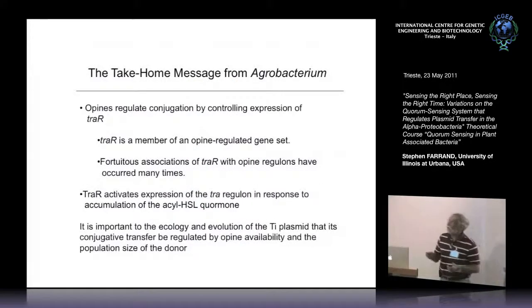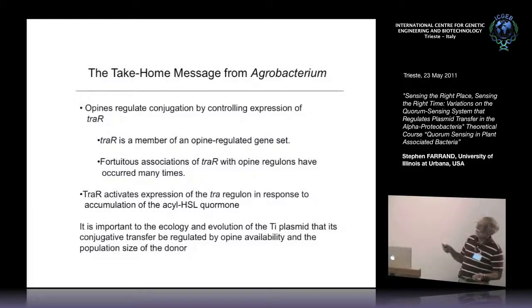Okay, so the take-home message from the agrobacterium part of this, which is almost all I want to talk about, is that opines regulate conjugation by controlling expression of TRA-R, and we see this over and over again. TRA-R in these types of TI plasmids is always a member of an opine-regulated gene set. That's not quite true, but I don't want to talk about why it's a lie. The other part about this is that fortuitous associations of TRA-R with opine regulons have occurred many times, and that's quite clear from the DNA sequence that we have and also from the genetic studies that have been done on 3 or 4 different plasmids.